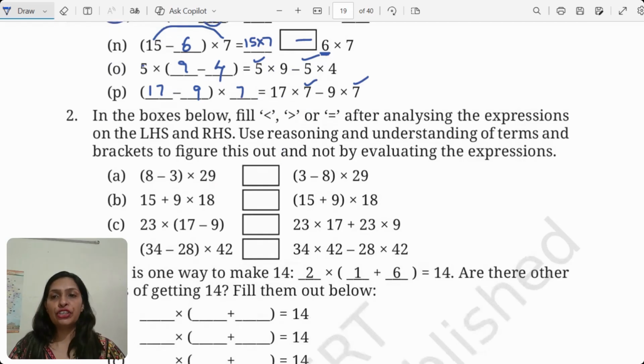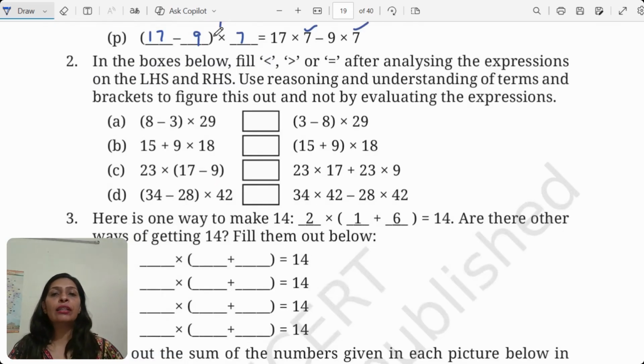Moving ahead to question number 2, we need to compare these numbers. So which one is greater than, smaller than, and equal to. But the condition applied here is not by evaluating. That means we have to give a valid reasoning and understanding of the expressions, how we need to solve it. We don't have to get a final answer. We do not want an exact answer. We just have to use our common sense to find which number could be the bigger one.